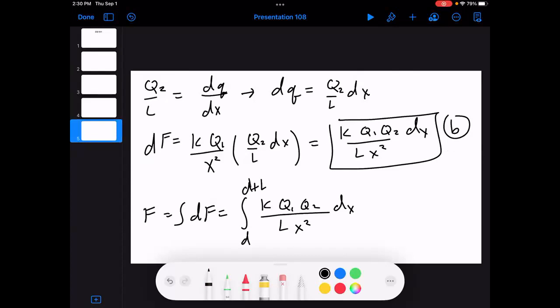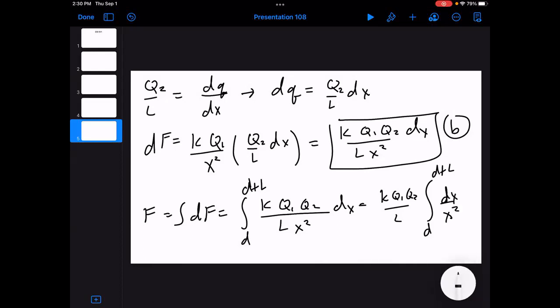Okie dokie. And now let's start separating out our constants from our variables. K, constant or variable? Q1. Q2. Constant, because that's the total charge. L, constant. Okay, so we have 1 over x squared, right? So K, Q1, Q2 over L. We're integrating from D to D plus L, dx over x squared. Okay, that's looking pretty good. What is the integral of 1 over x squared?